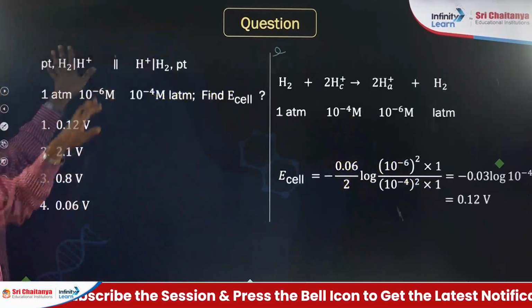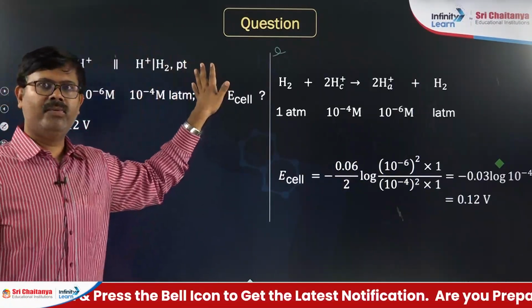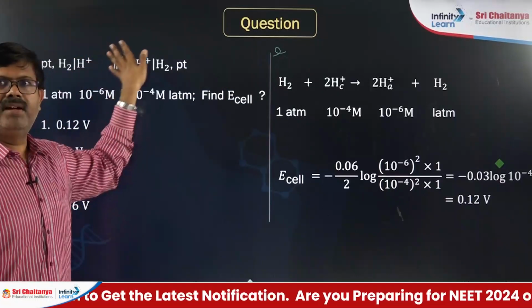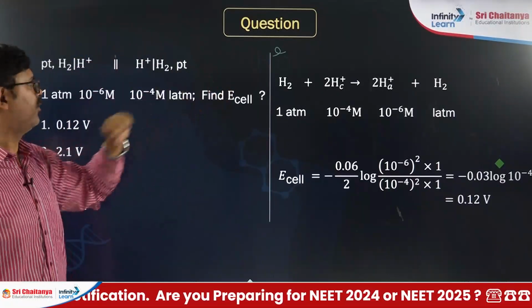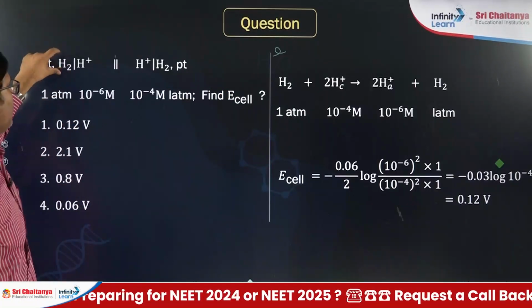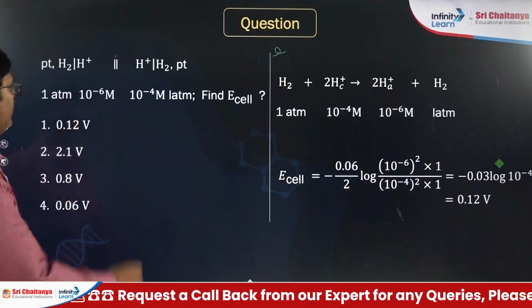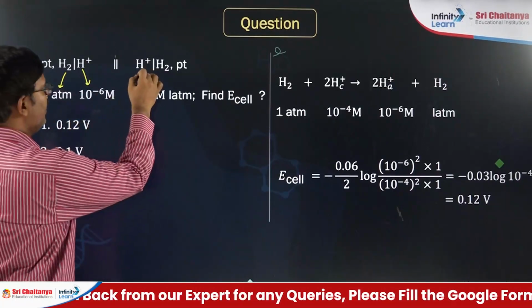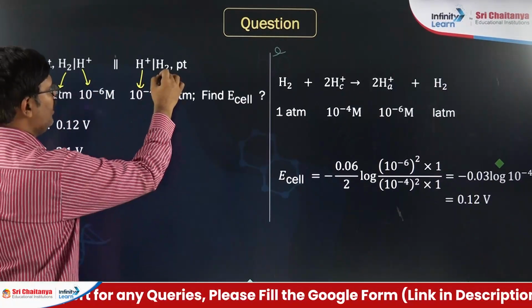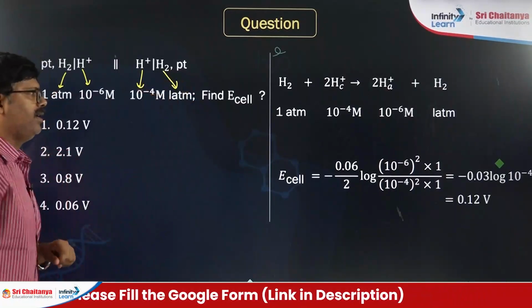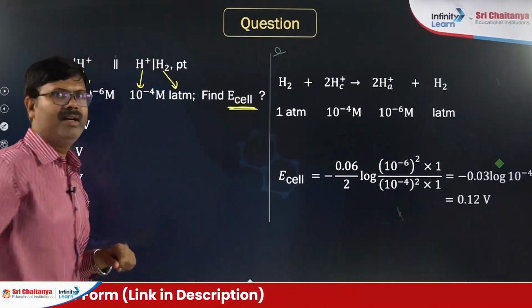Okay, look at this question. Here both sides only hydrogen electrode is given. Left side anode also hydrogen electrode, right side also hydrogen electrode. Now here H2 gas pressure is 1 atm, H plus is 10 power minus 6 molarity. Cathode side H plus is 10 power minus 4 molarity and H2 also 1 atm. We need to find the EMF of the cell.